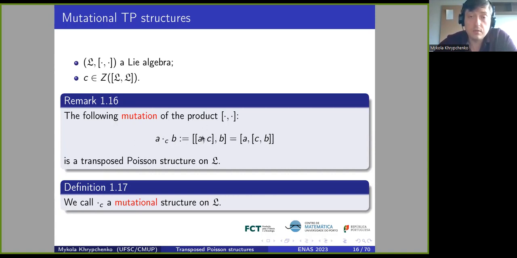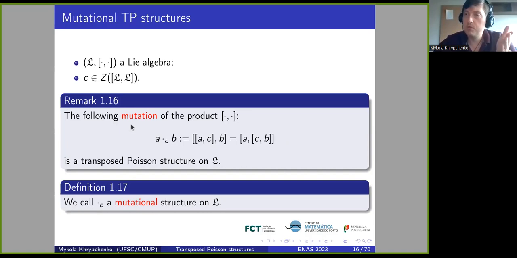And okay, so in the literature, this new operation associated with a given operation, when you insert a fixed element between the other 2 given elements, has several names. It's called mutation in the case of associative algebras, at least. So I called it mutation here.